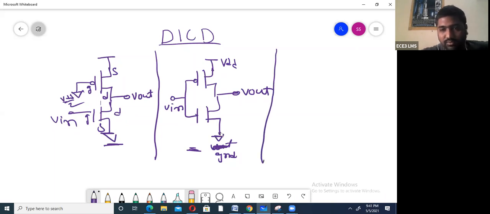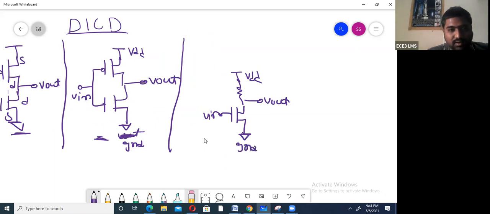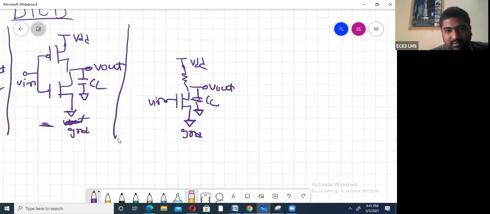Suppose only an NMOS inverter. For only an NMOS inverter, this is the input. Here we have to connect a resistor. This is VDD, this is V out, and this is ground. So the load capacitance CL is connected for all. So many inverters are there.